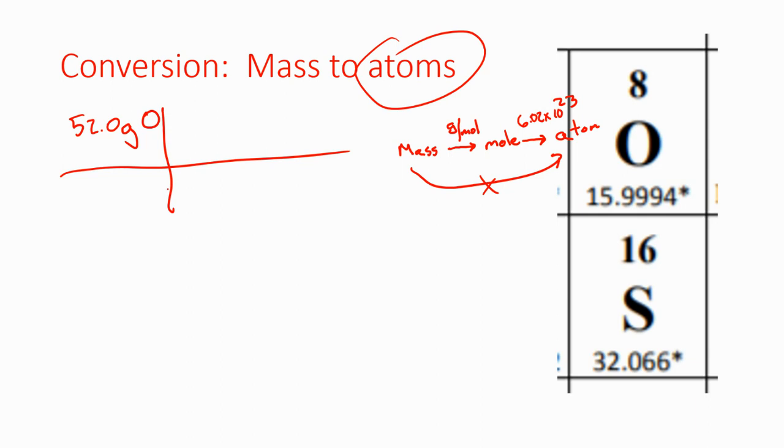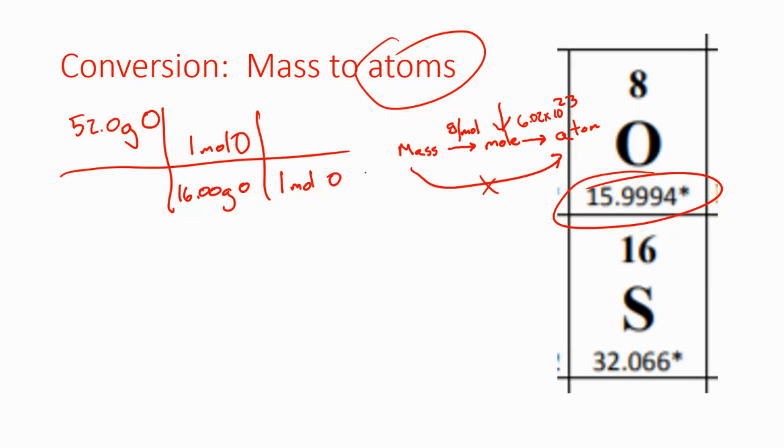So the first step, I'm going to look at the molar mass of oxygen, and I'm going to round that to 16.00 grams of O for every 1 mole of O. And once I'm here at moles, now I can use 6.02 times 10 to the 23rd to get to atoms. So I would say something like this: 1 mole of O is 6.02 times 10 to the 23rd atoms of O.